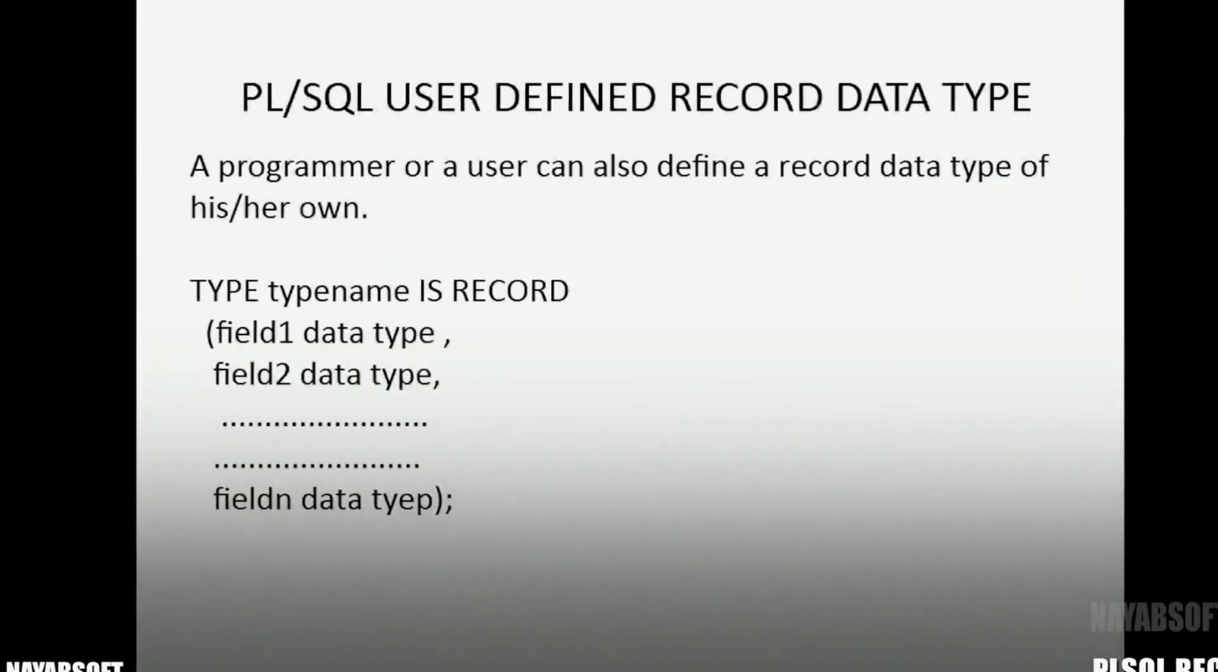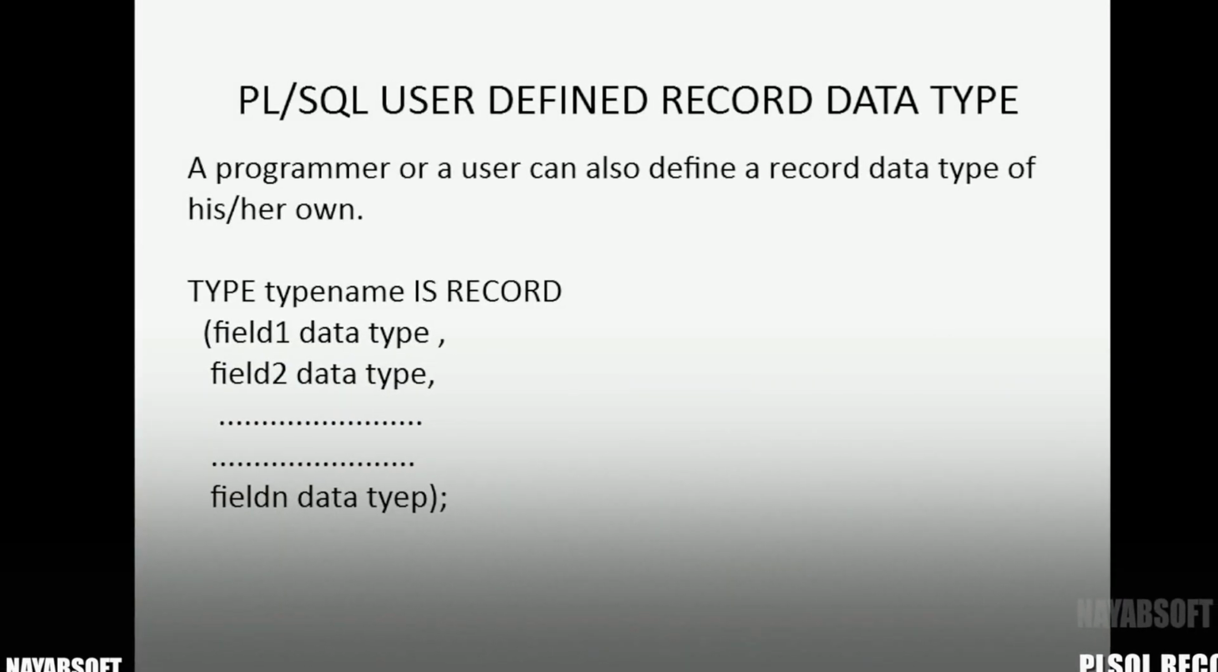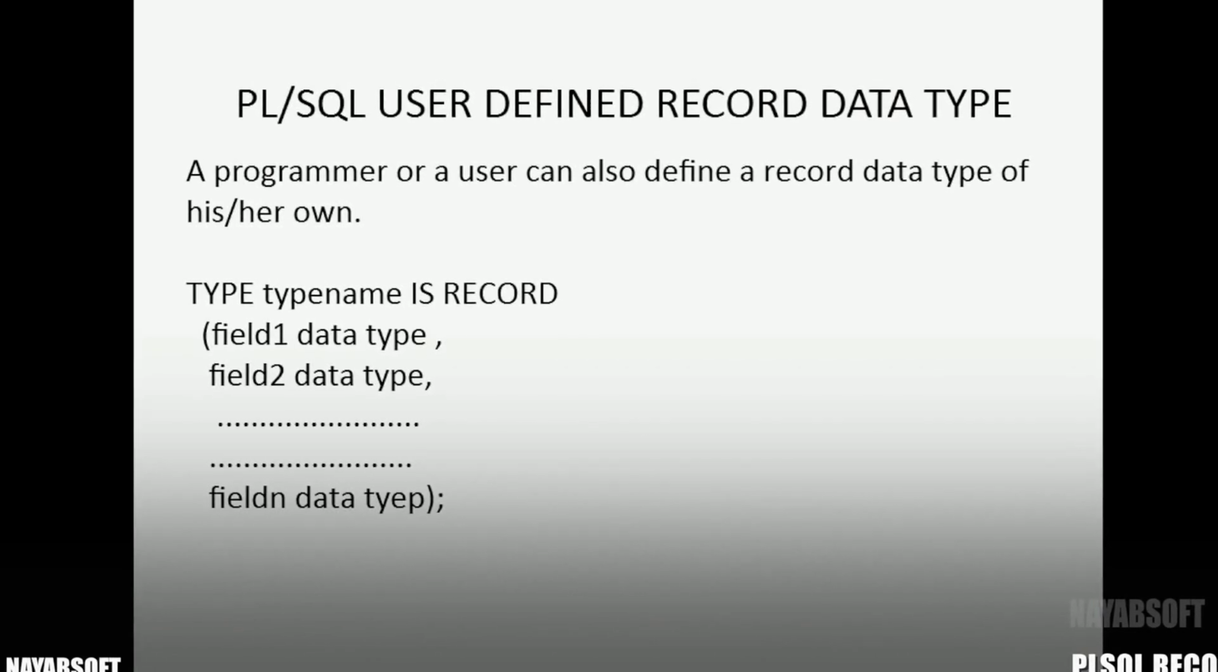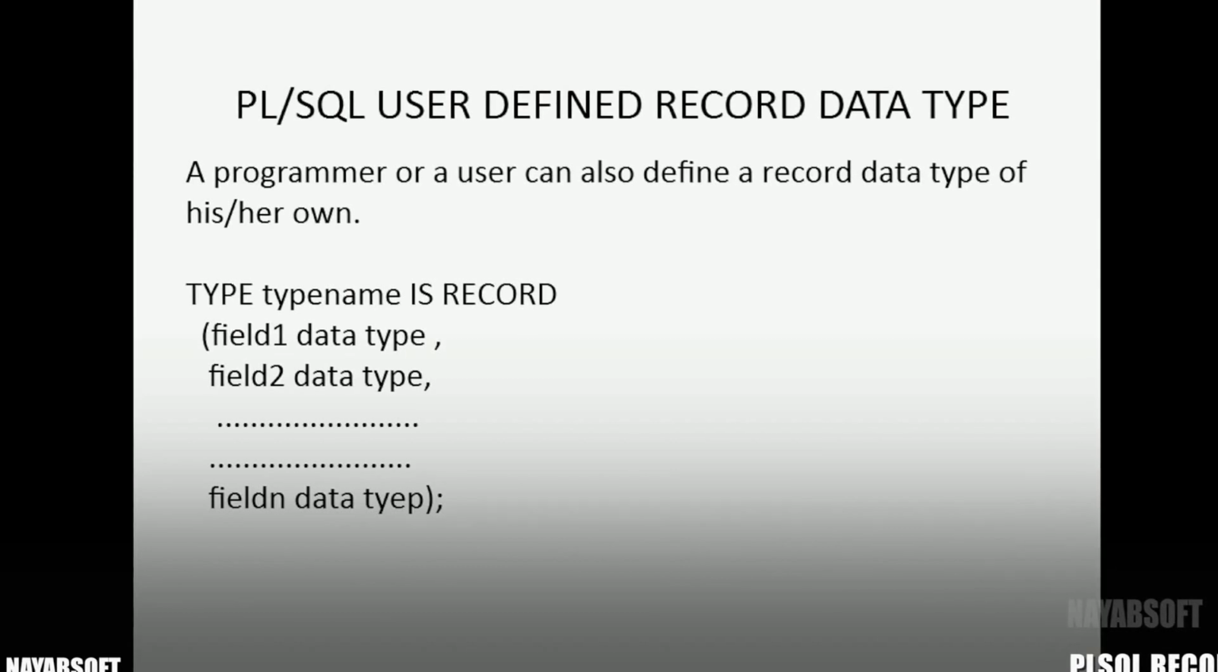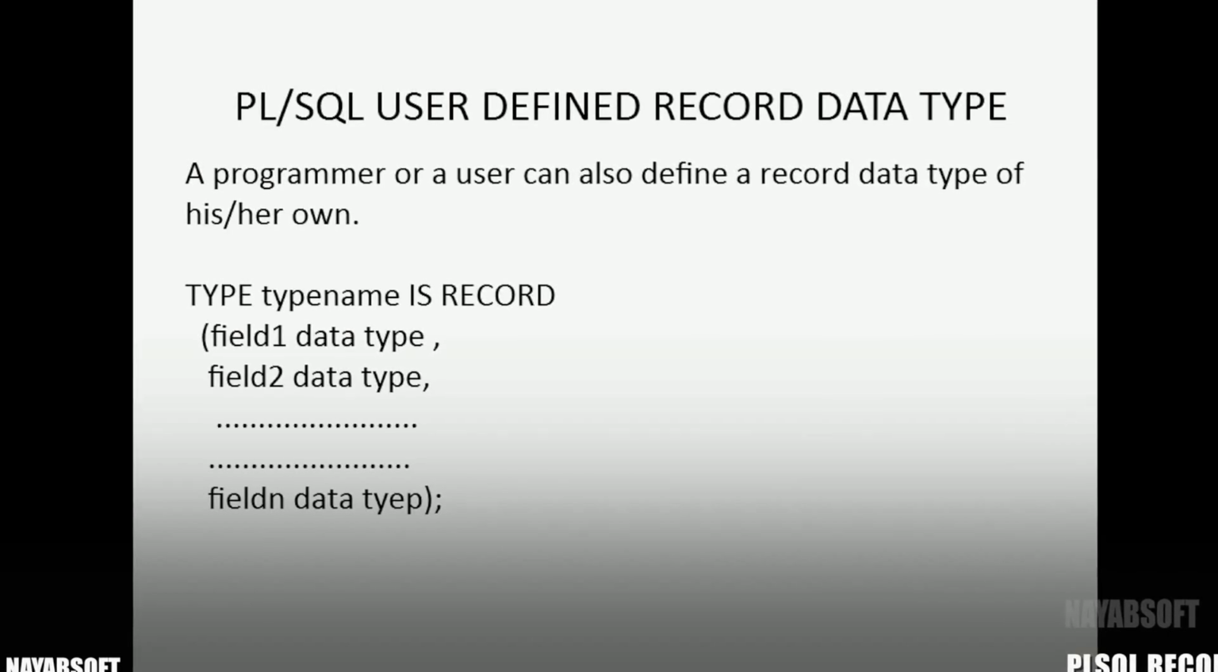A programmer or a user can also define his or her own record data type in code. Use the TYPE keyword followed by its name, then the IS RECORD keywords. In the parentheses, we provide fields or columns and their types.